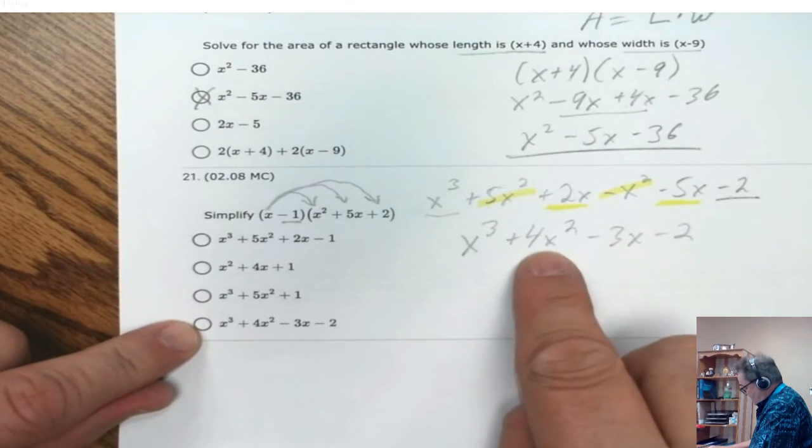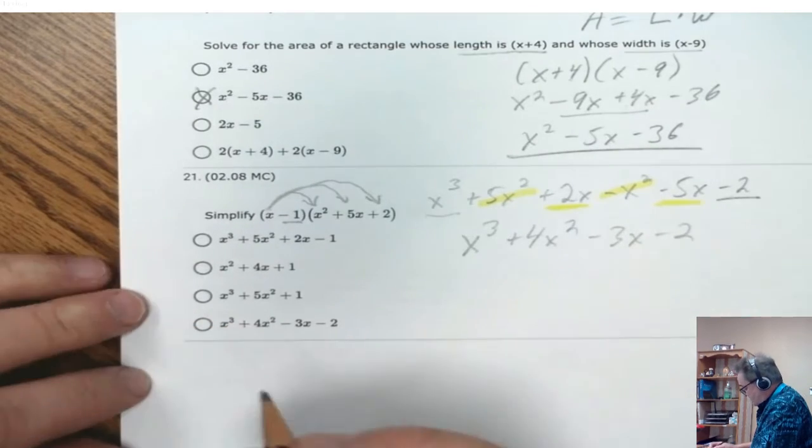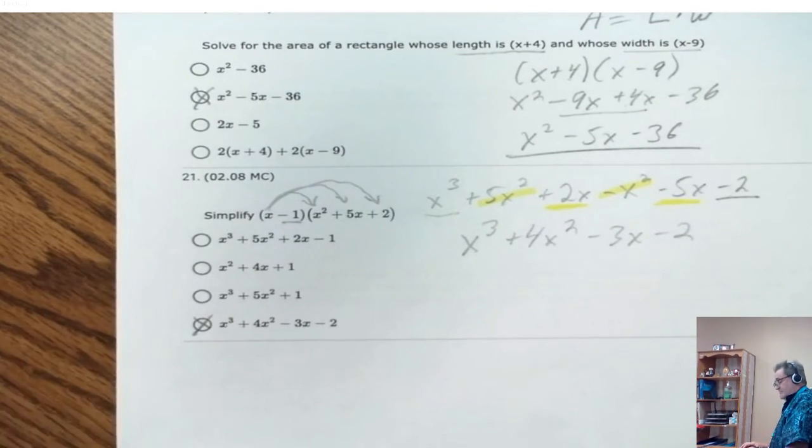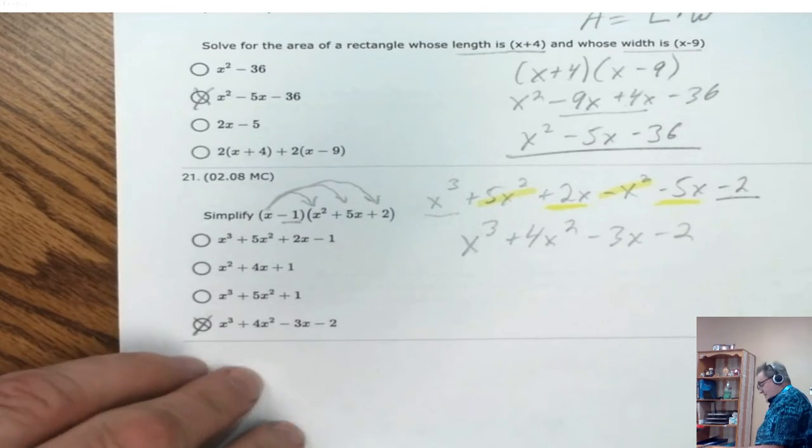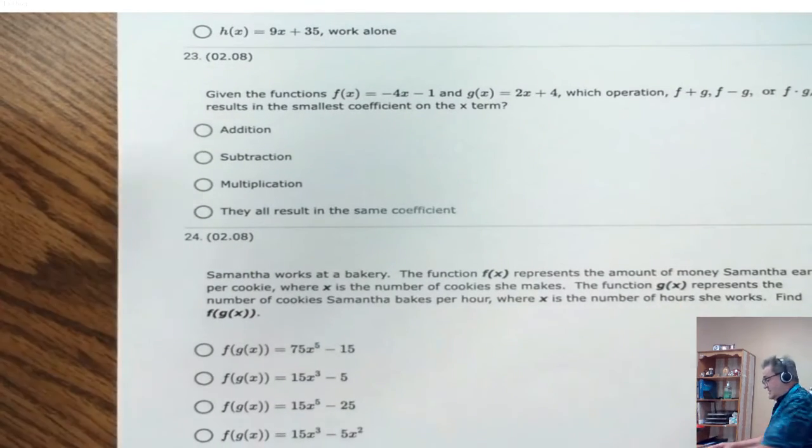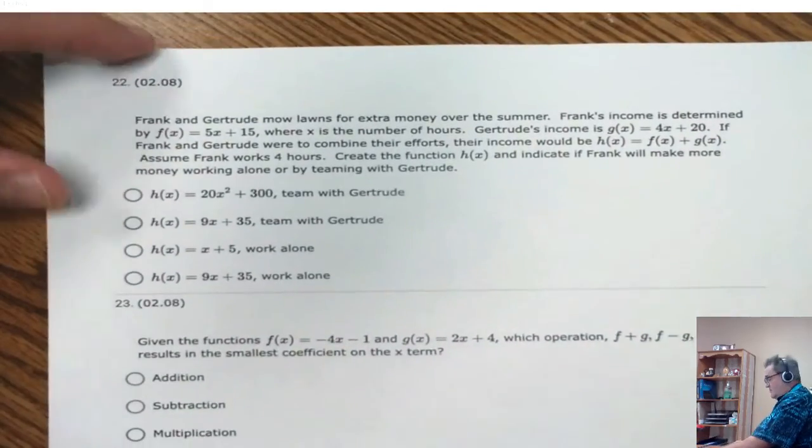So x to the third, 4x squared, minus 3x, minus 2. That was the only one that's really even close to what we had there. All right, last page. Word problems.